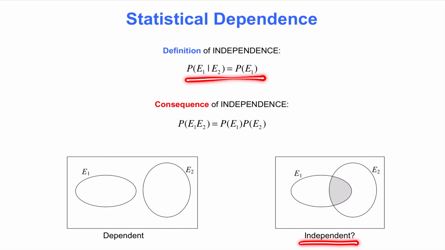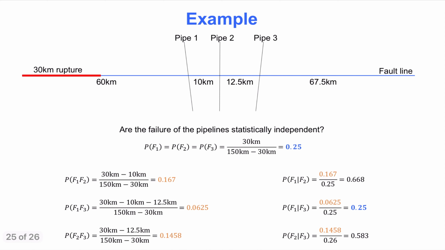Here is an example where we check for statistical independence by calculating numbers. There are 3 pipelines crossing an earthquake fault line. If an earthquake occurs along this fault line, then it is assumed that the rupture is 30 kilometers long and that it can occur anywhere along the fault line with uniform probability. Notice that the full 30 kilometers rupture, shown in red, must occur inside the boundaries of the 150 kilometers fault line, shown in blue. Are the failures of the pipelines statistically independent? To answer that question, we must compare the probability of failure of each pipeline to the probability of failure of one pipeline given failure in another pipeline.